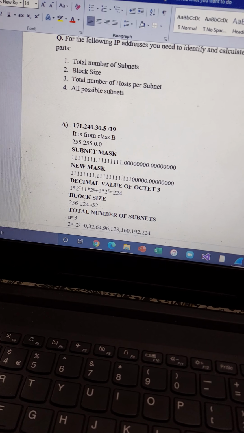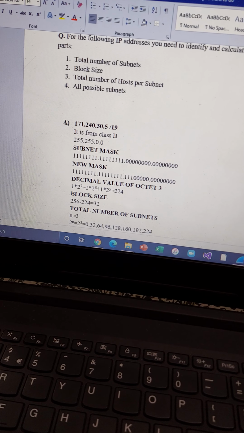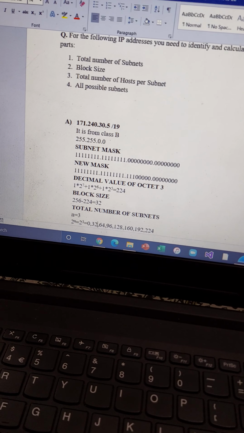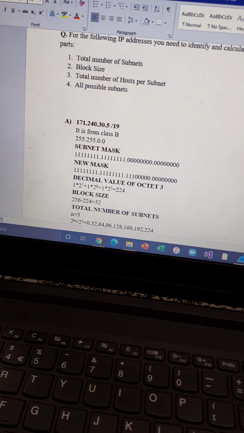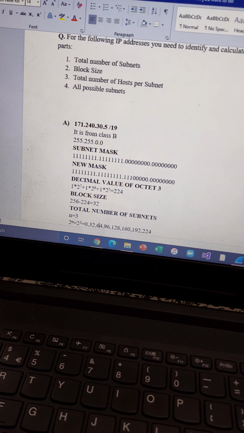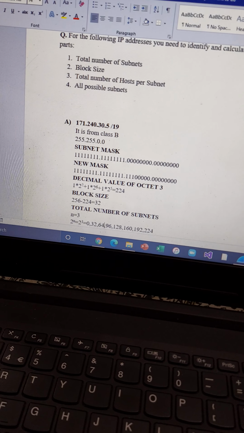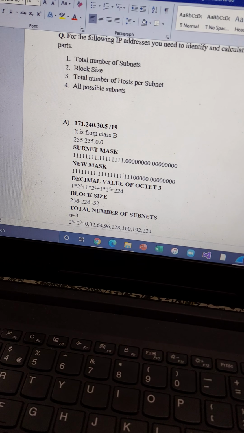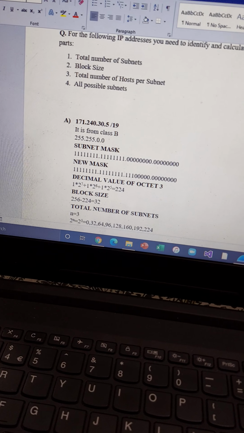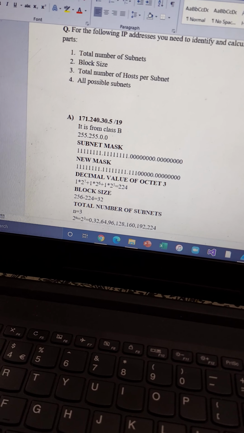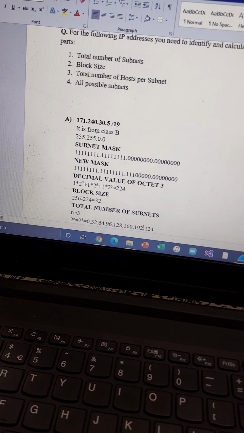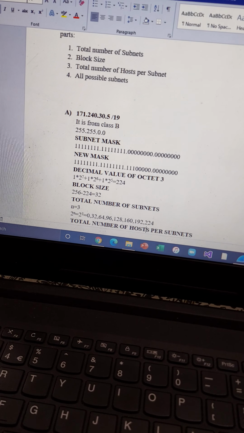So first we will write 0, then from block size 32 we will get 64 by adding 32, then we will get 96 by adding 32 to 64, and then we will get 128 by adding 32 to 96. We will get all 8 values like that.